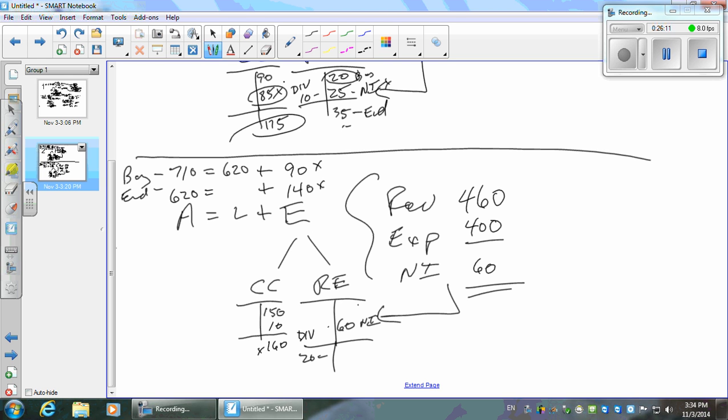So we're doing pretty good. Now what? For liabilities, you could do 620 less 140. How much is that? 480. All right. What's left? Dividends and beginning retained earnings. Can you get either one? I still want those two, don't I? Dividends and beginning retained earnings.